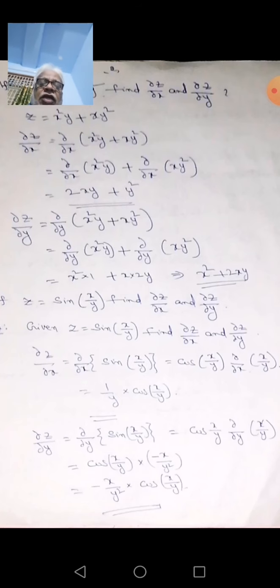See, dou z by dou x is 1 by y cos of x by y, and dou z by dou y is minus x by y square into cos of x by y. A lot of difference is there. Cos of x by y is common, but the internal derivatives are changed here. So this is the partial derivative with respect to x and with respect to y. So dou z by dou x and dou z by dou y are different.